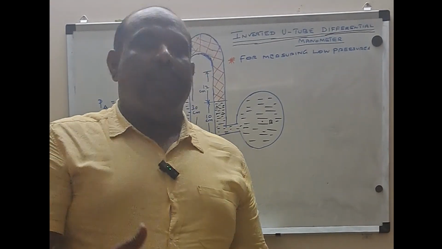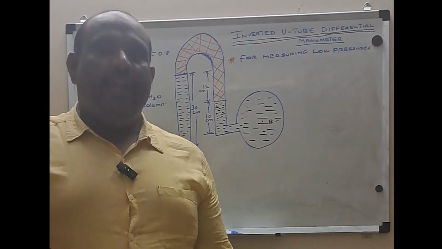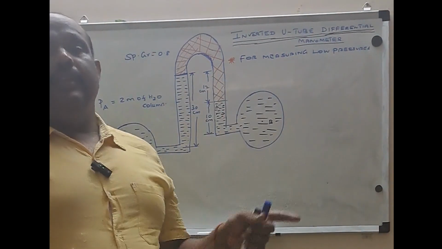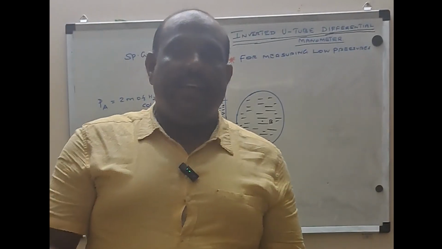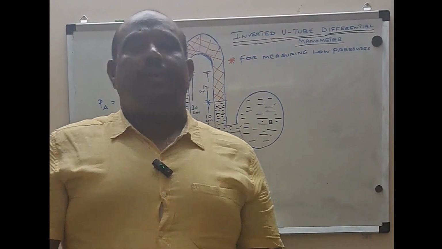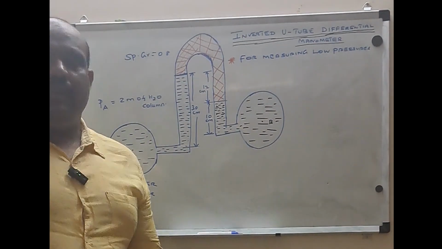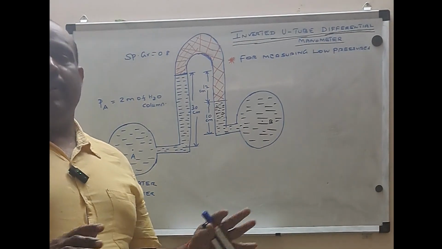So whenever you are going for inverted U-tube manometers, you have to use a measuring fluid, namely the one indicated in red color, that has a lighter density compared to the other two liquids whose pressure is to be determined. Other than that, the concept almost remains the same. We are going to do a problem.